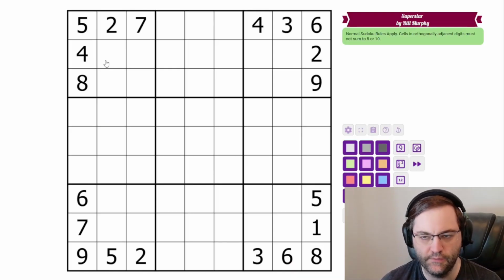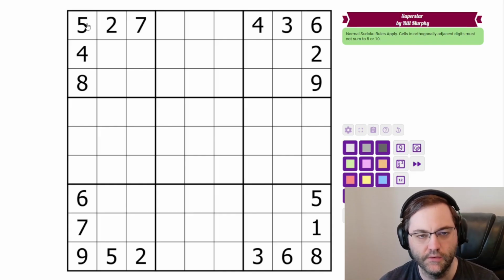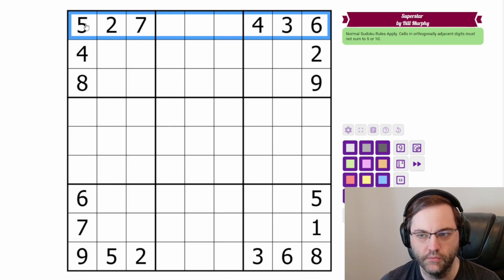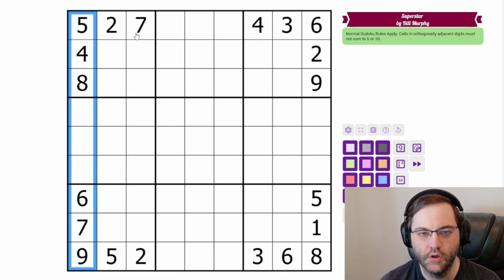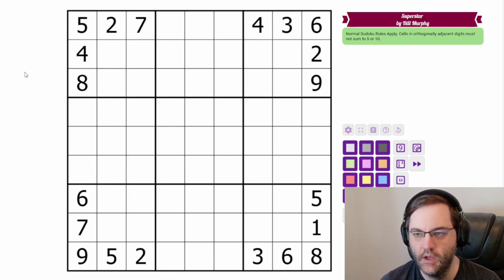This is an XV Sudoku with a negative constraint. As you can see, there are no X's or V's, so we won't have to worry too much about what those mean. We can just read the rules as they're written, but we have normal Sudoku rules, 1 to 9 in each row, column, and 3 by 3 box.